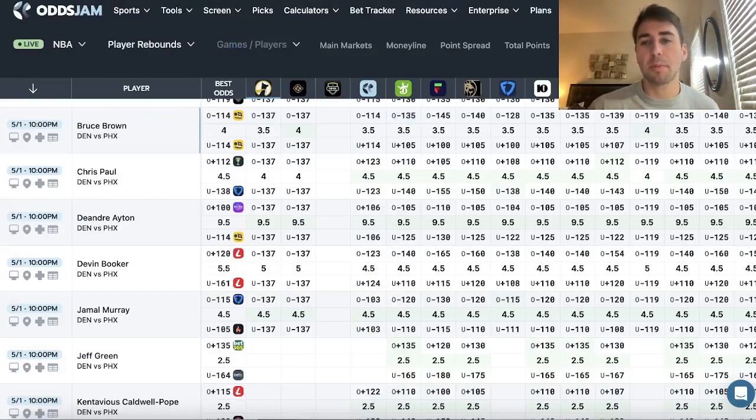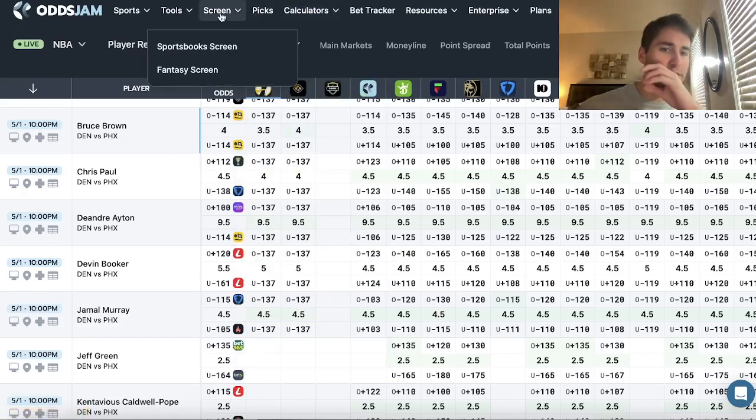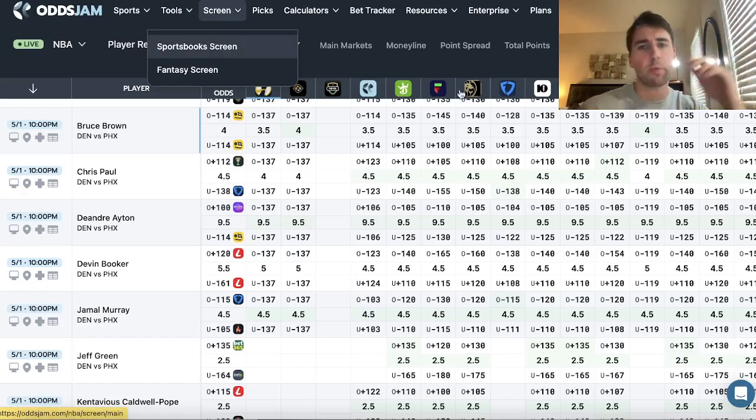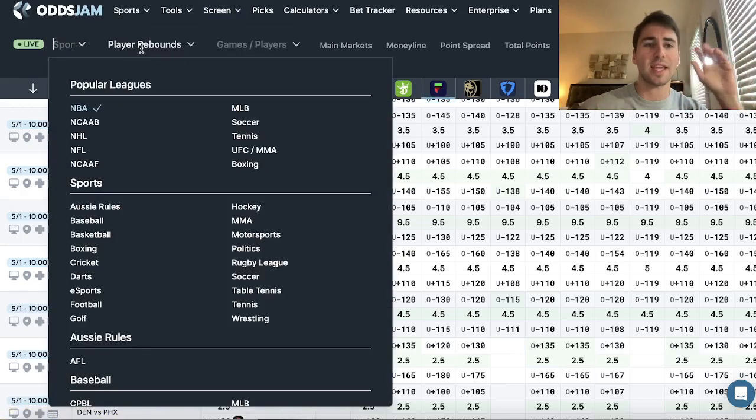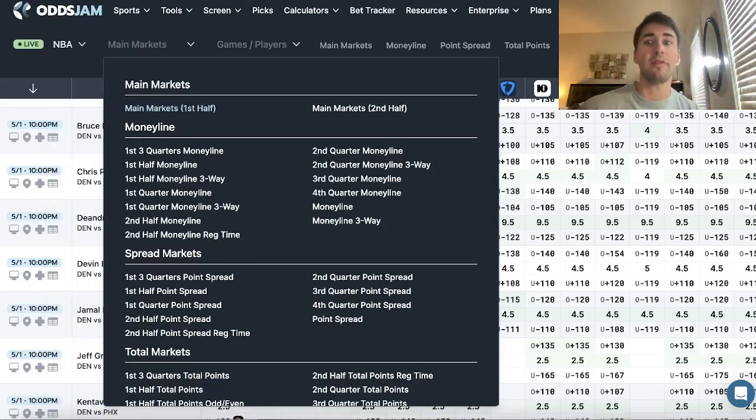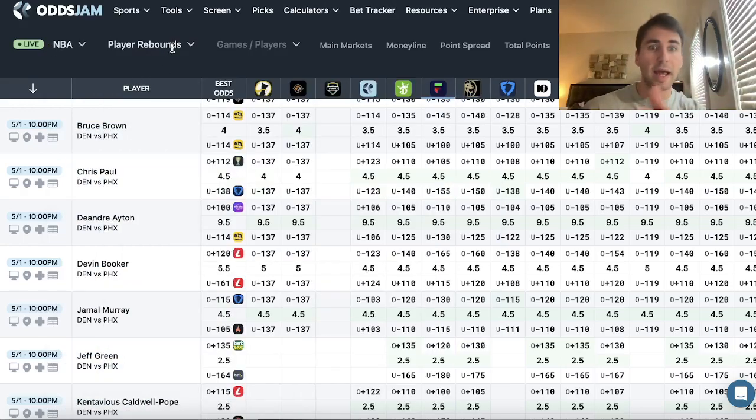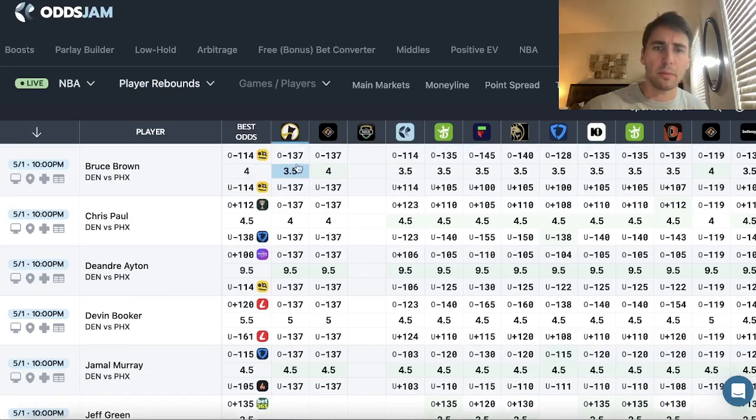I got a ton of player props on PrizePicks for you guys, so we're going to go through those. And the first play I have is from the sportsbook screen. All this does is it gives you basically a complete view of a market, right? So we're currently looking at NBA player rebounds. And what I ended up going with is right here, Bruce Brown under 4 rebounds.